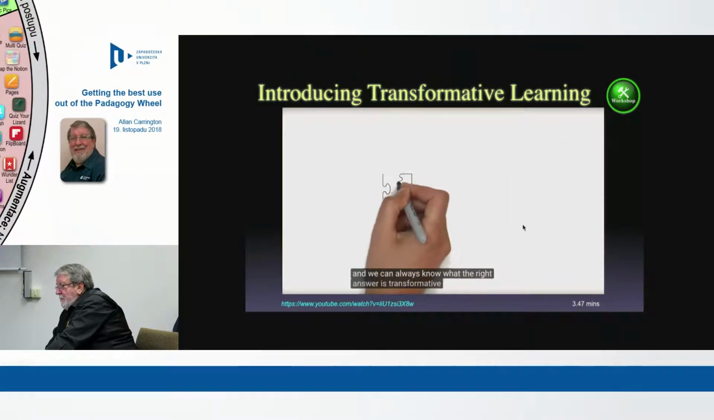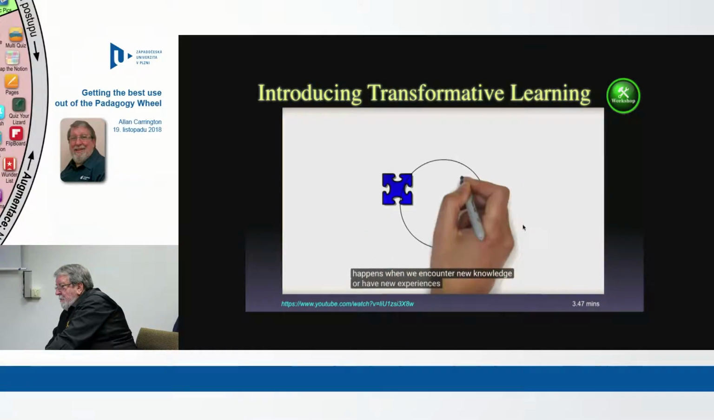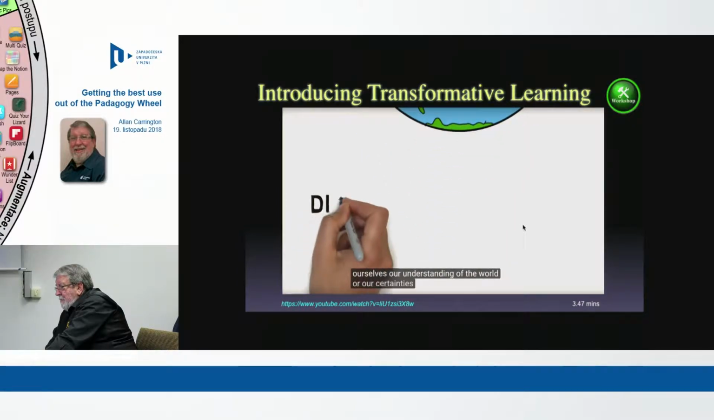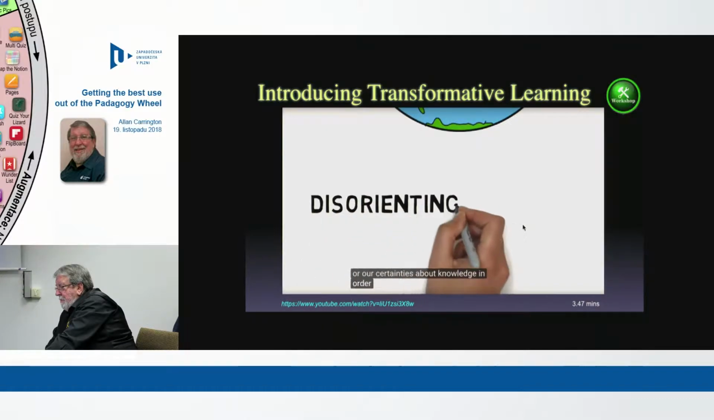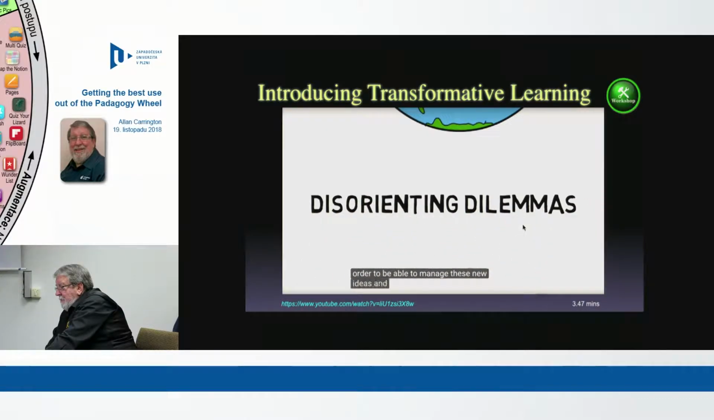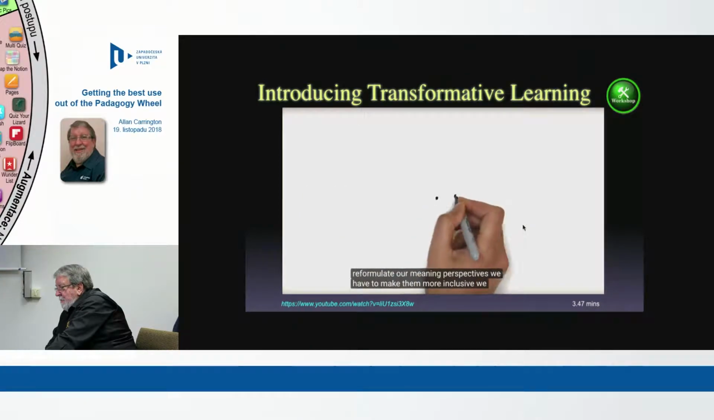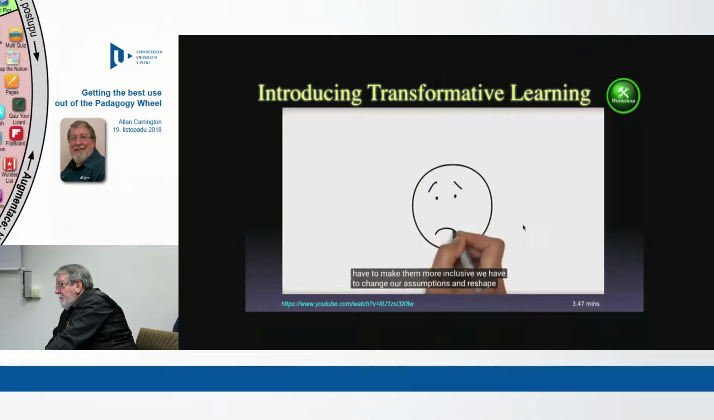Transformative learning happens when we encounter new knowledge or have new experiences that won't fit into our existing meaning perspectives. Mezirow labelled these disorienting dilemmas. They can shake our sense of ourselves, our understanding of the world, or our certainties about knowledge. In order to be able to manage these new ideas and experiences, we have to reformulate our meaning perspectives. We have to make them more inclusive. We have to change our assumptions and reshape those underlying beliefs.